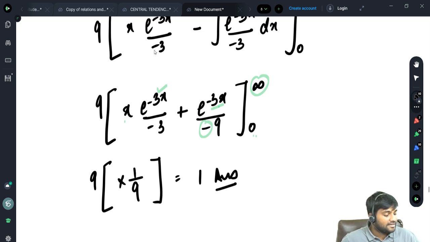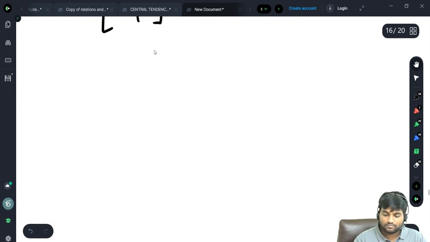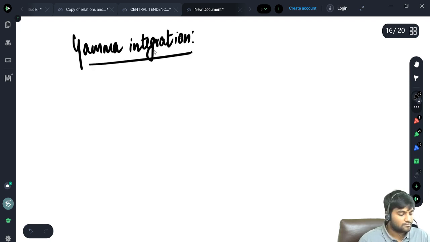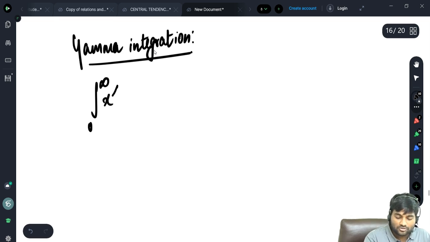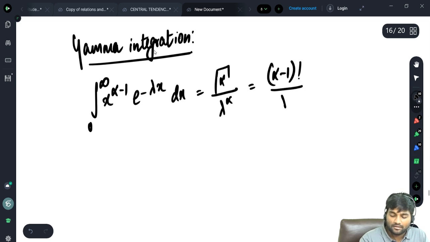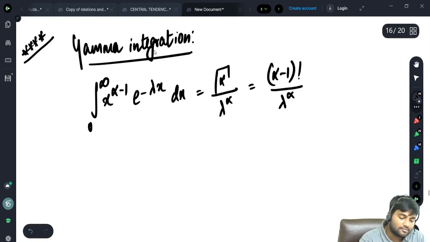Now please put the heading gamma integration. So integration 0 to infinity x to the power alpha minus 1 e to the power minus lambda x dx is equal to gamma alpha by lambda to the power alpha, which is alpha minus 1 factorial by lambda to the power alpha. So it is very very important. So we'll again use the results.